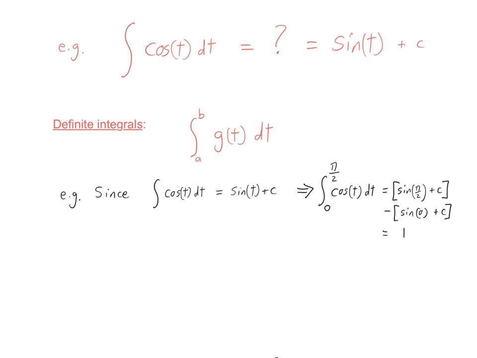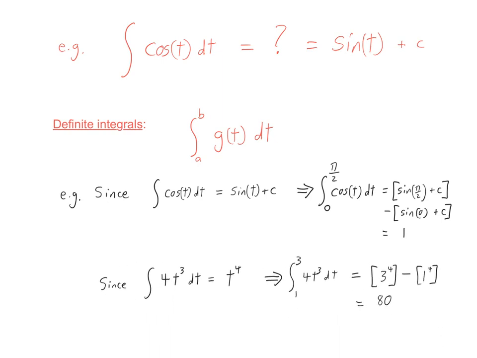Let me give you another example to make sure you get a good feel for this. Suppose, for instance, I remember that the integral of 4t cubed is t to the fourth. But suppose I don't want to compute the integral of 4t cubed. I actually want to compute the integral of 4t cubed from t equals 1 to t equals 3. In other words, I want to compute this definite integral. How do I do it? Well, first I just look at the integral of 4t cubed, which I know is t to the fourth.